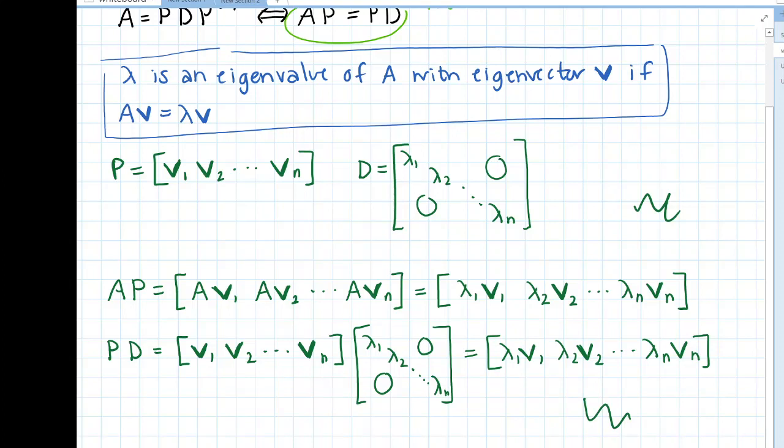Anyway, I was going to just point out these two are the same, right? So we basically just showed that AP and PD are the same, which is what we wanted.